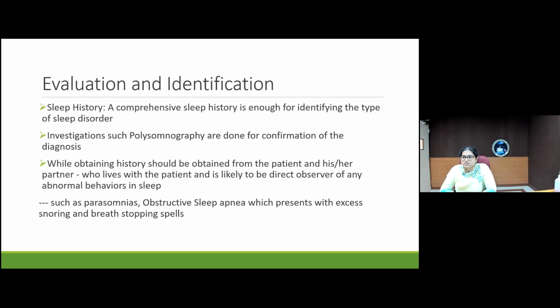While obtaining history, it is always important that information is obtained not just from the patient, but also from the person living with the individual, the sleep partner or bed partner, who is likely to be the direct observer of any abnormal behaviors in sleep, such as in parasomnias, or obstructive sleep apnea, wherein the snoring and the apneas can be identified by the bed partner.